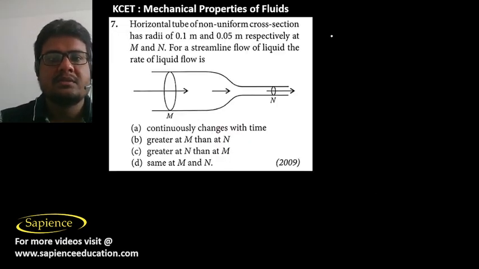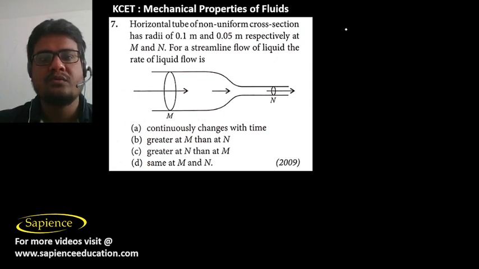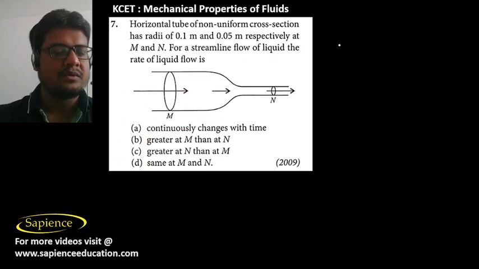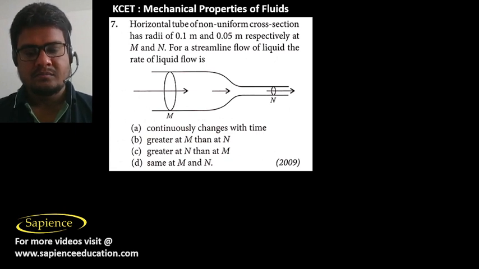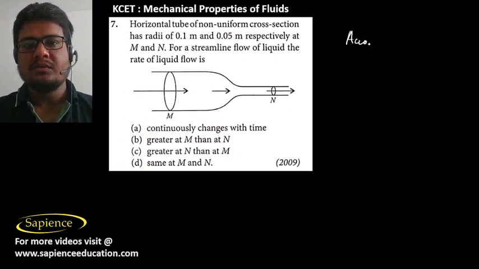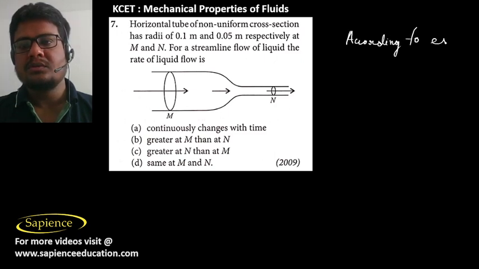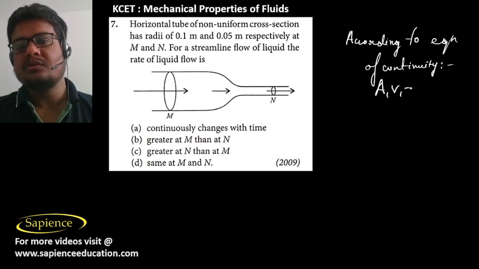Then here it is told that the horizontal tube of non-uniform cross section has radii of 0.1 meter and 0.05 meter respectively at M and N. For a streamlined flow of liquid, the rate of flow of the liquid is, now according to the equation of continuity, we know that A1 into V1 is equal to A2 into V2.